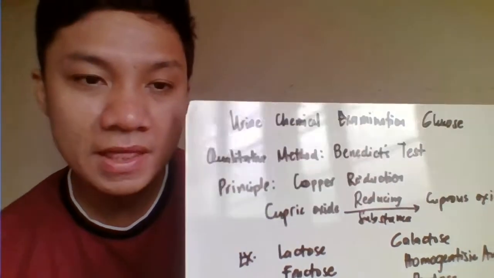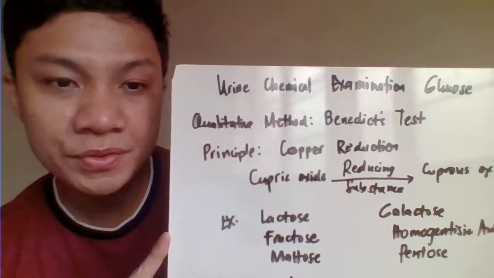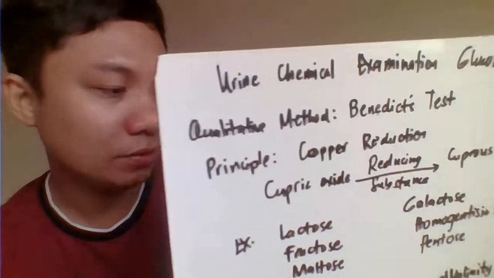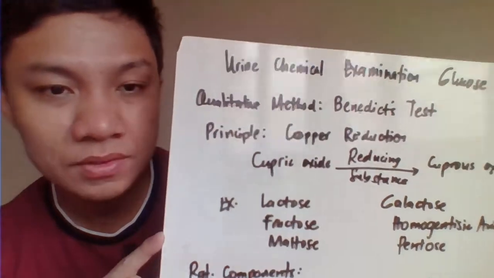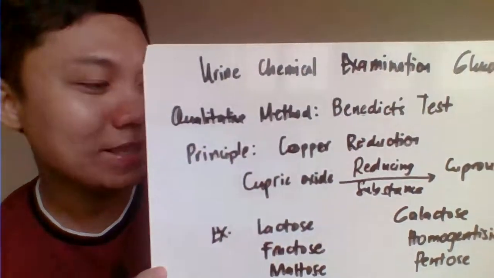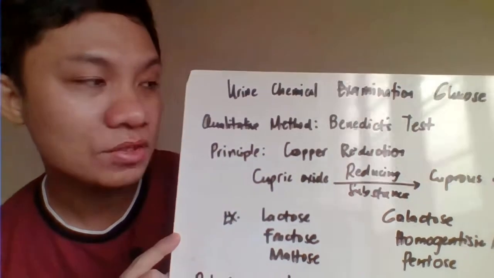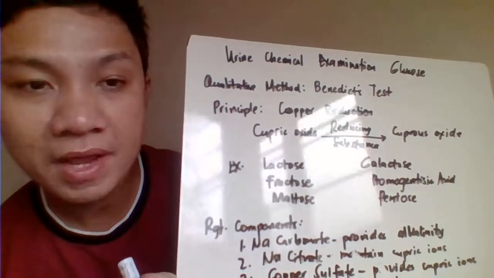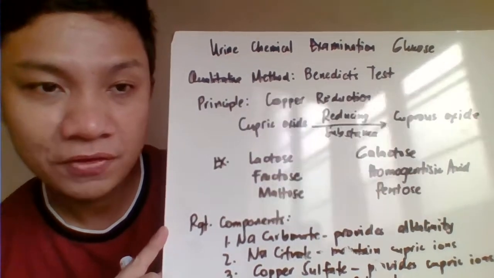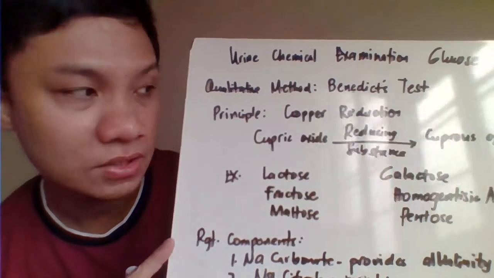Okay, so we have here the urine chemical examination for the glucose determination. This test would identify the presence of glucose and other reducing substances. This is your quantitative method for the Benedict's determination. This is qualitative. We just identify the presence or the absence of sugar in the urine by the estimation based on the result and the color reaction.